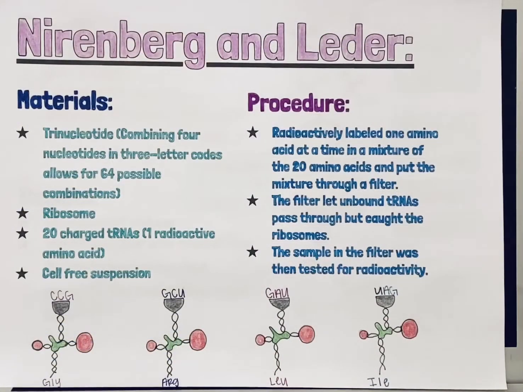In the later experiment by Nirenberg and Leader, they used ribosomes, 20 charged tRNAs with 1 radioactive amino acid at a time, a cell-free suspension, and trinucleotides. Combining 4 nucleotides into 3-letter codes allows for 64 possible combinations.